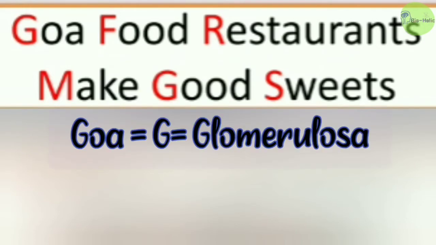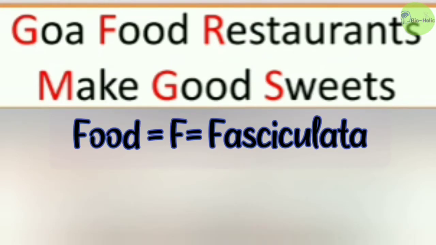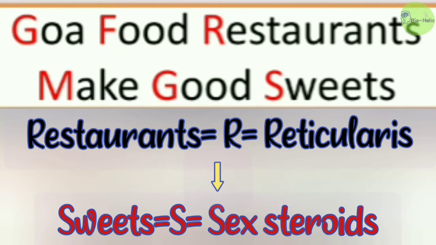That is, the Goa food restaurants make good sweets. Here the G of Goa represents glomerulosa that secretes the mineralocorticoids. So the M for make, F for zona fasciculata, and it secretes G for glucocorticoids. So good. And lastly, the R denotes zona reticularis that secretes sex steroids. So sweets. You just try to remember the sentence: Goa food restaurants make good sweets. Isn't it interesting?